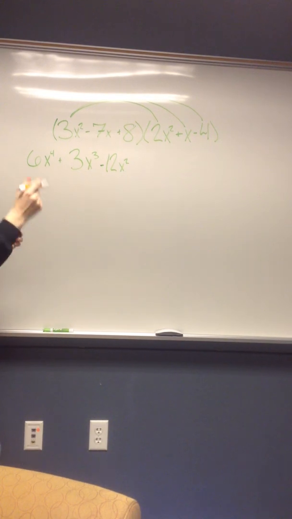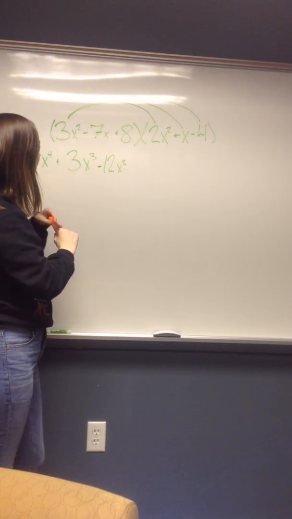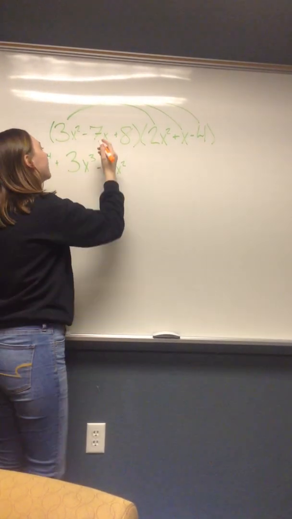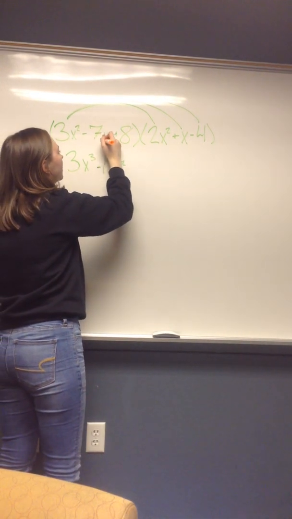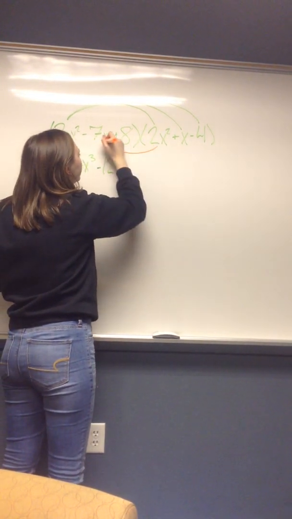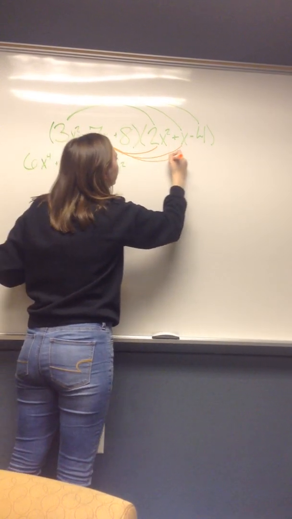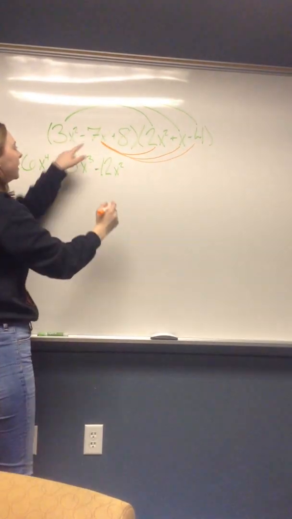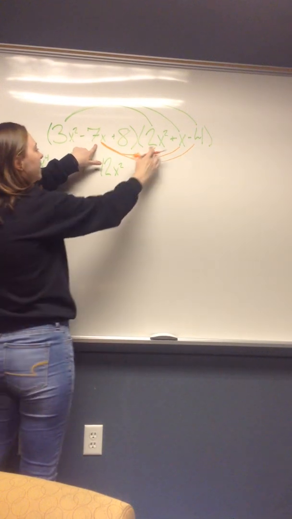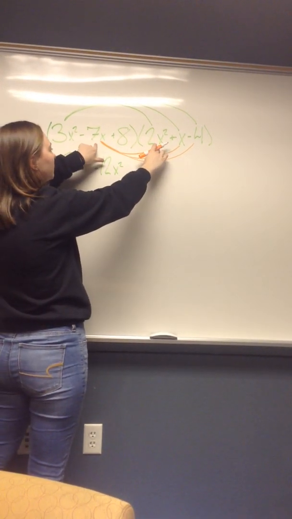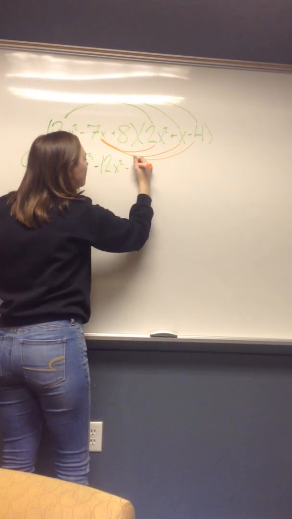So now let's take a different color. Alright, and we're going to do -7x. So let's go under this time so we can just tell the difference. Alright, so -7x squared times 2x squared is? Negative 14x cubed.